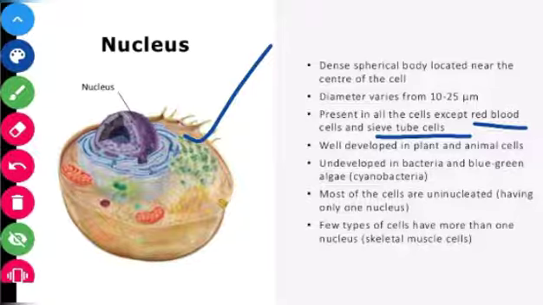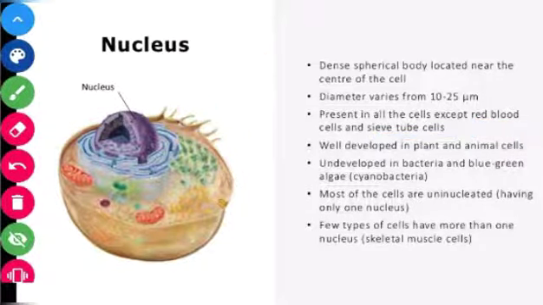Okay, so the next point is that most of the cells are uninucleated, having only one nucleus. And in a few types of cells, like the skeletal muscle cell, they have more than one nucleus. As I told you, one of the main examples for the presence of more than one nucleus in the cell is skeletal or muscle cells. Okay, and let us move on to the next slide.